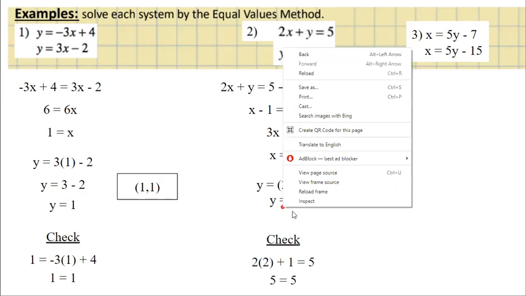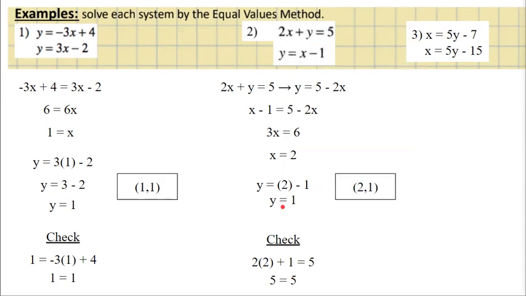Now for number 3, since both equations have x isolated this time, we can simply set the expressions equal to each other. However, when we try to isolate y, we'll end up with 7 equals 15, which if we think about it, is just not really possible. 7 can't equal 15. So when we get something like this, it means that there is no solution.